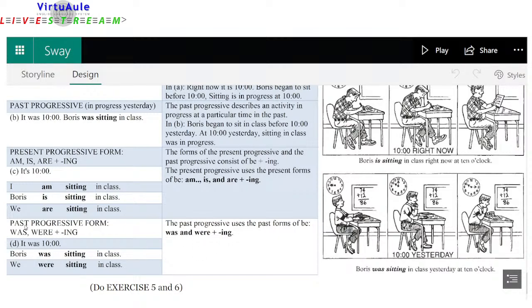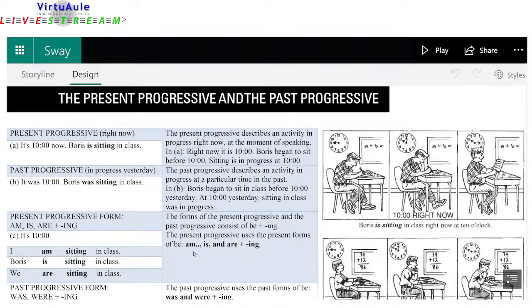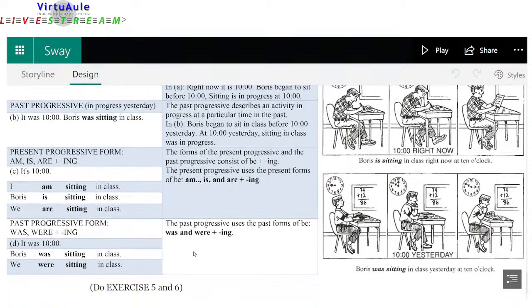The past progressive: were, was, ing. It was 10 o'clock. Boris was sitting in class. We were sitting in class. So we're using these to talk about actions that are in progress or were in progress at a certain time, and that is the conclusion of the grammar.